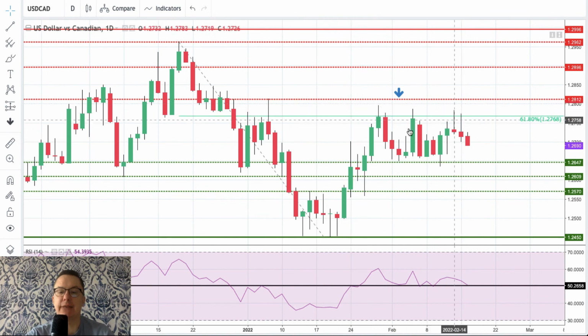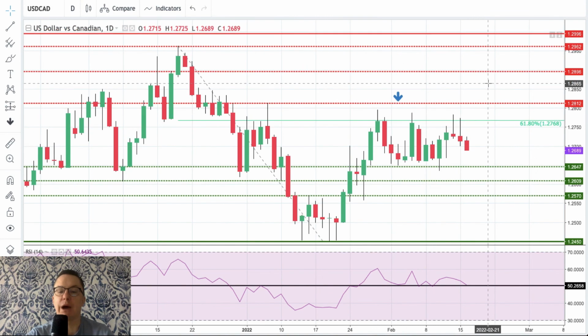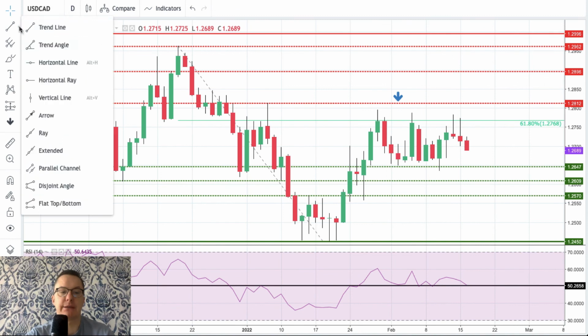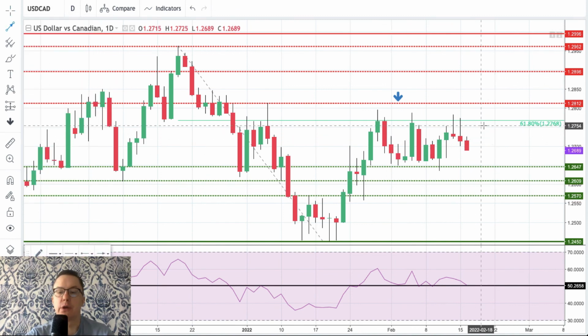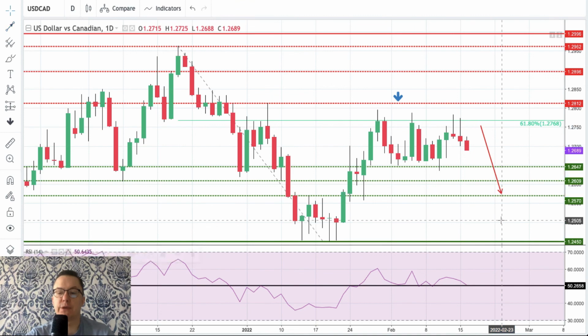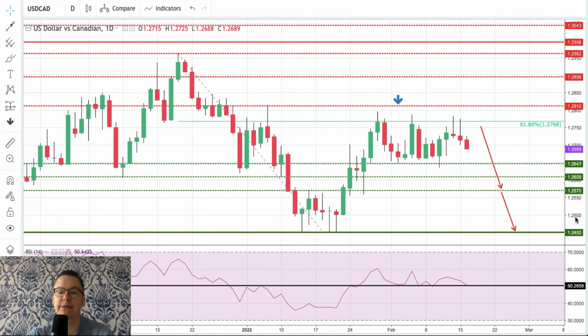This is the key level for now, and that's obvious for everyone. So if 4 times the market tried to break and they didn't make it, we should expect the market to drop like a stone below 1.2570 and then below 1.2570 towards the lows at 1.2450. So this is what we are waiting for right now on the US dollar to the Canadian dollar, as long as 61% is not getting broken.